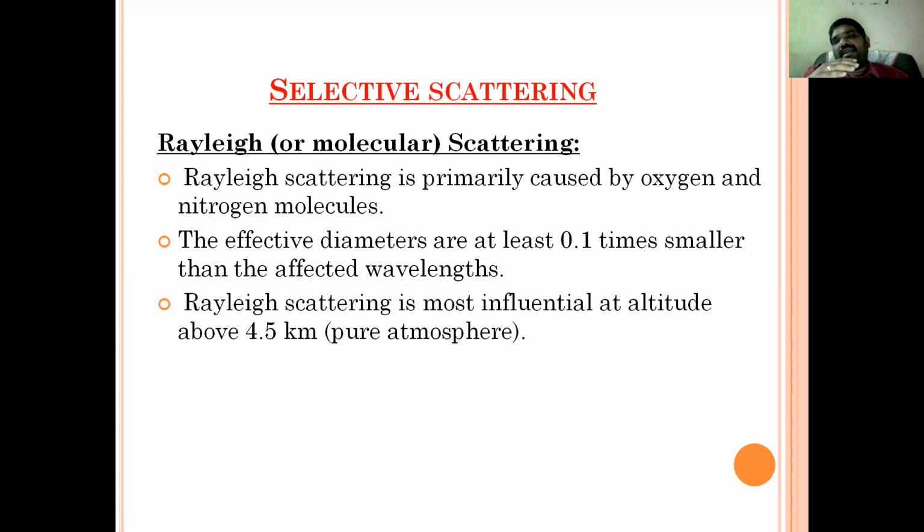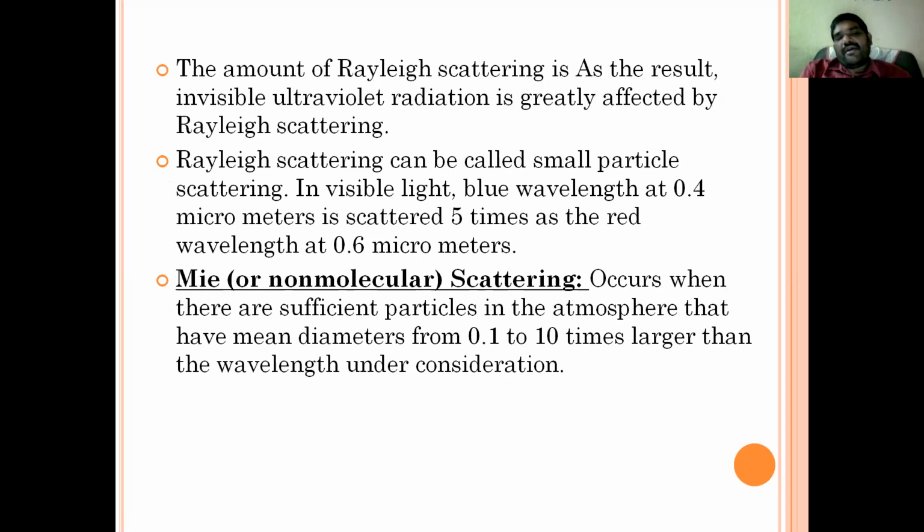So when the EMR interacts with the molecules, the EMR may not be recorded with perfect intensity, because of which the image may not give good resolution. If the EMR is being influenced by the molecules of oxygen and nitrogen whose diameter is at least 0.1 times smaller than the wavelength of the electromagnetic radiation which is reflecting back to the sensors, it is called Rayleigh scattering. Already we discussed that in the previous class. And another one is Mie scattering.